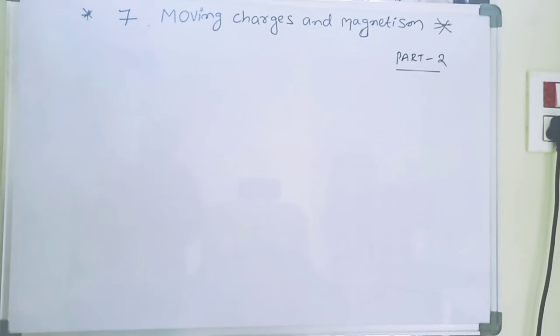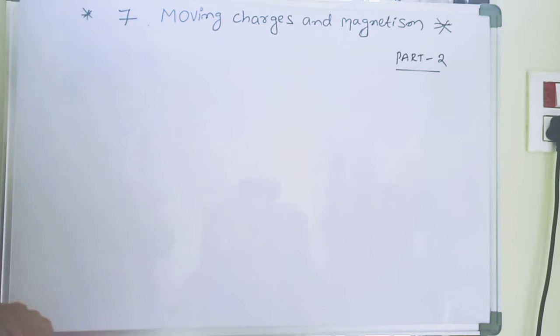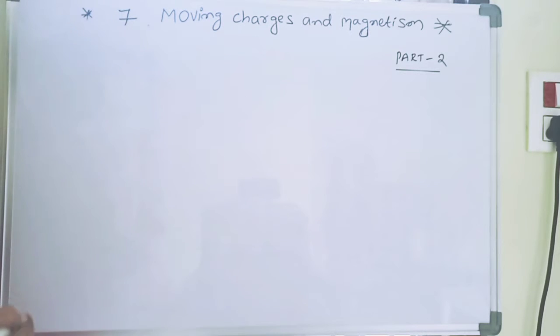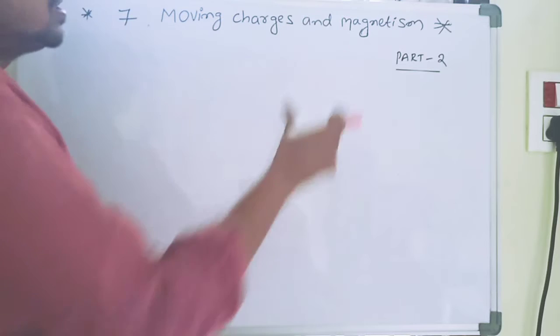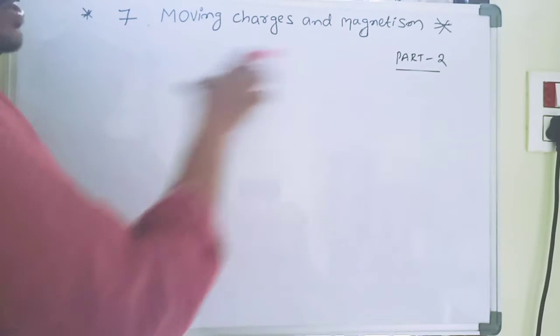We go with moving charges and magnetism part 2 now. Part 1 is already over; it was nothing but the introduction part. So what is moving charges and magnetism? What is moving charges? What is magnetism? And what is the relation between moving charges and magnetism?